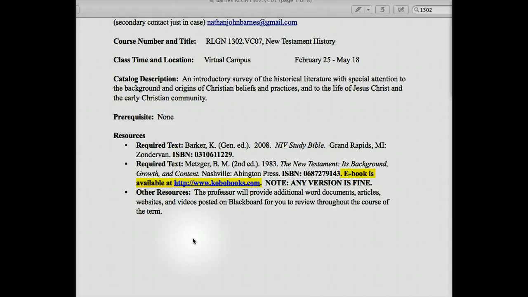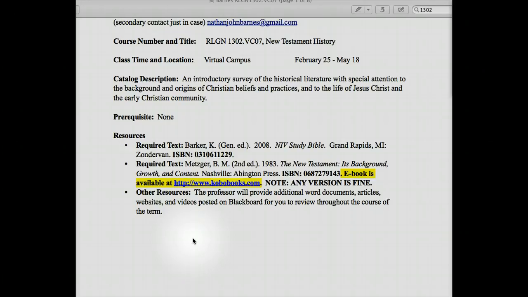The resources that I've just talked about: number one is the NIV Study Bible. The NIV Study Bible is a wonderful, awesome resource, but if you can't get your hands on one, you can use any NIV. It doesn't matter to me, because I want you to read the New Testament. You can read all those notes in the NIV Study Bible, but I want you to be familiar with the actual text. So you can use whatever NIV you want.